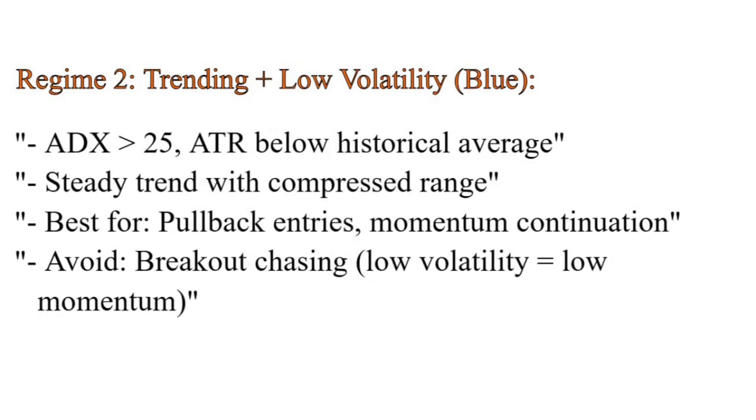Regime 2. Trending plus low volatility, blue. ADX above 25, ATR below historical average. Steady trend with compressed range. Best for pullback entries, momentum continuation. Avoid breakout chasing, low volatility equals low momentum.